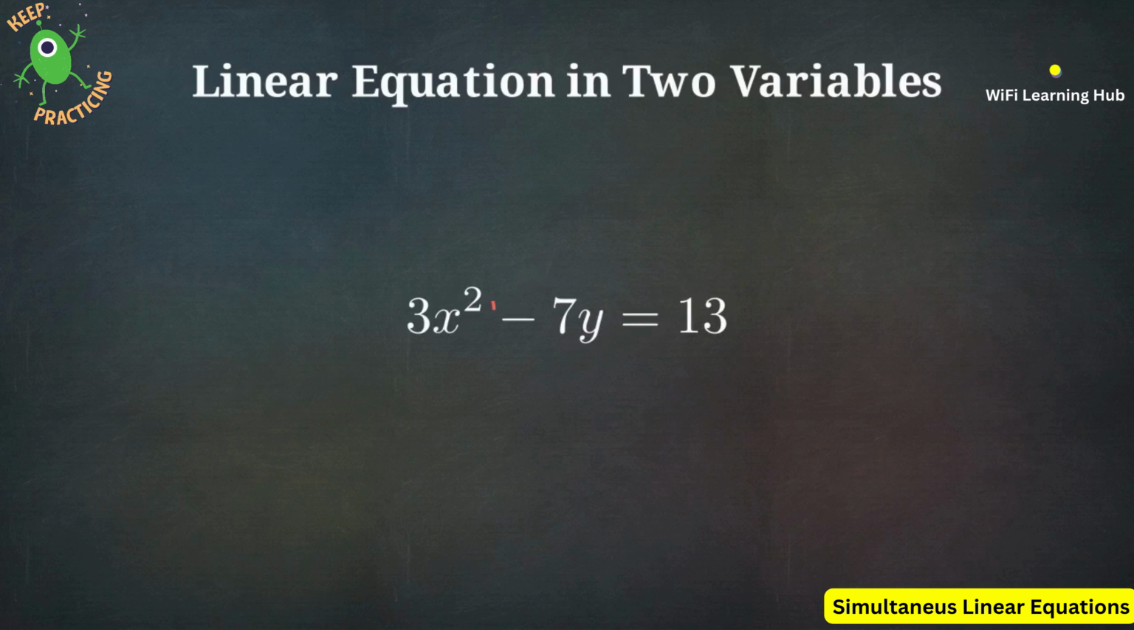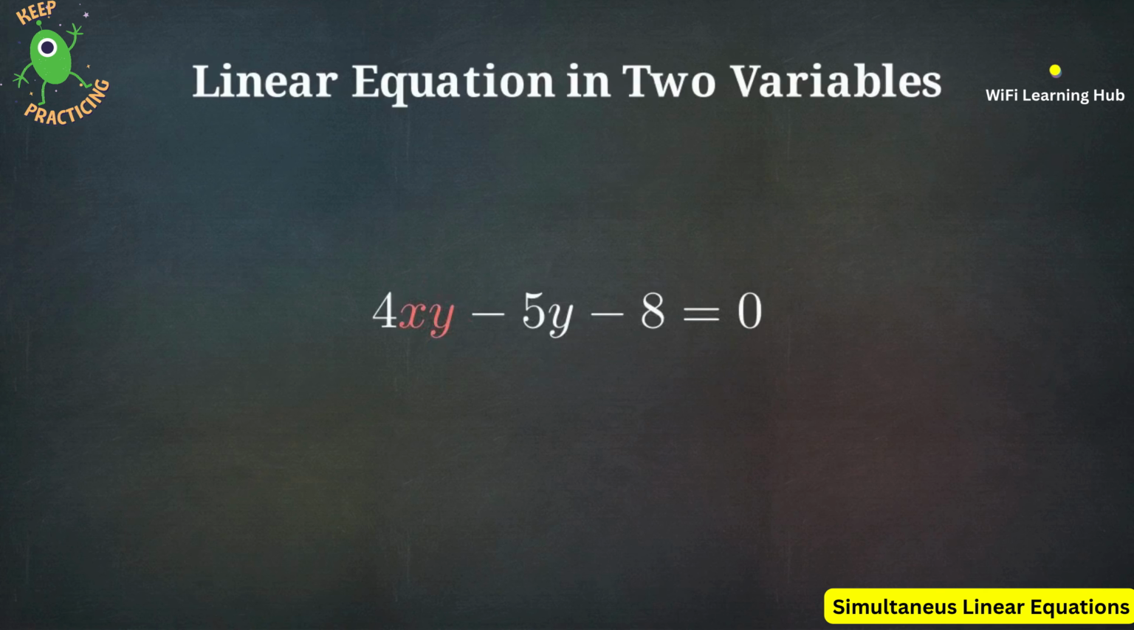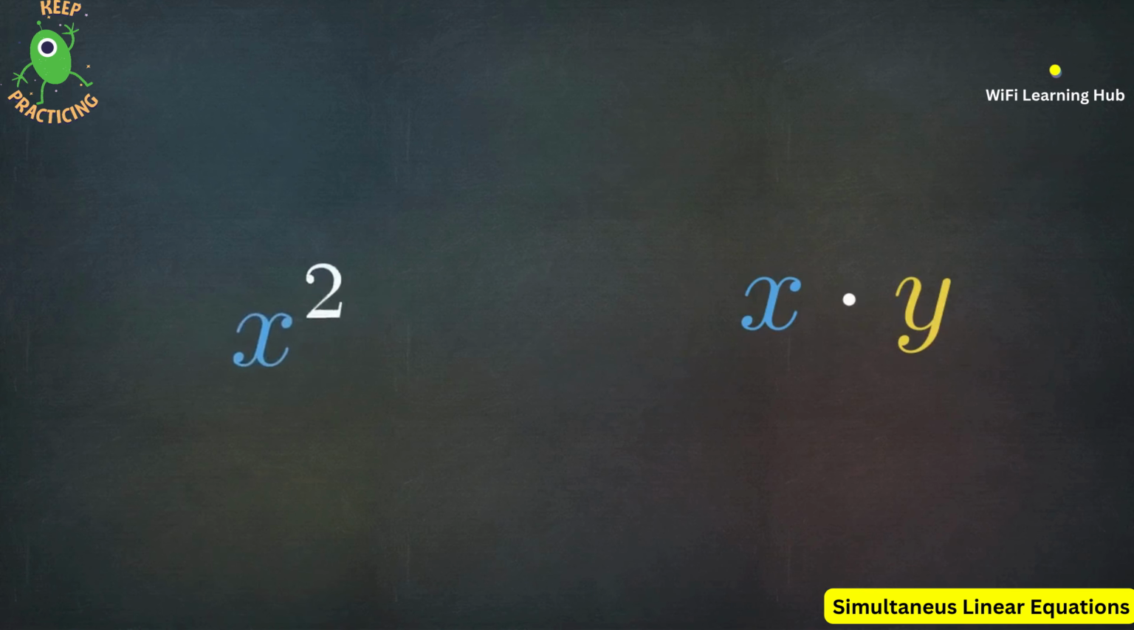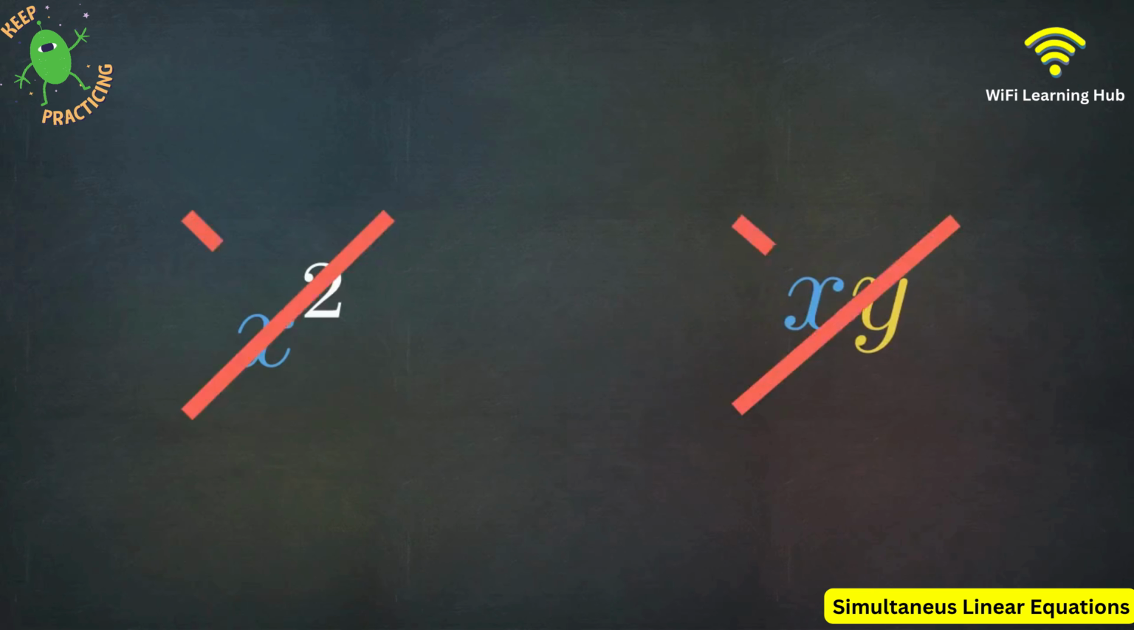But watch out, an exponent of 2 disqualifies it, and multiplying variables creates a combined degree of 2, crossing it off. To stay linear, an equation has to remain a simple additive path. The variables can't multiply by themselves, and they can't multiply by each other.